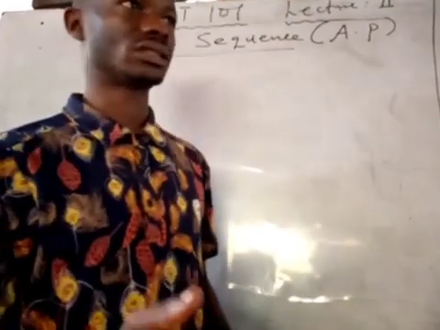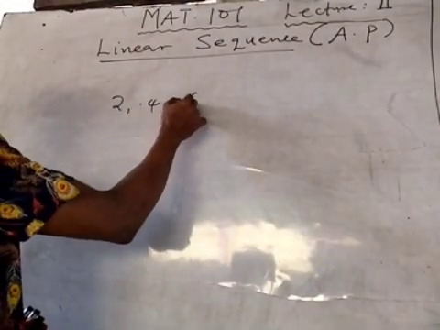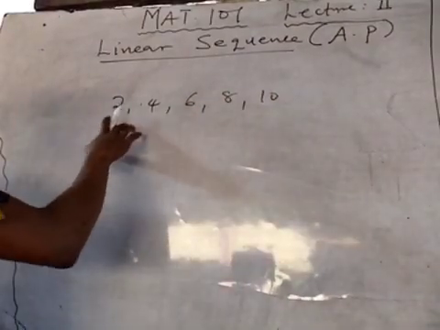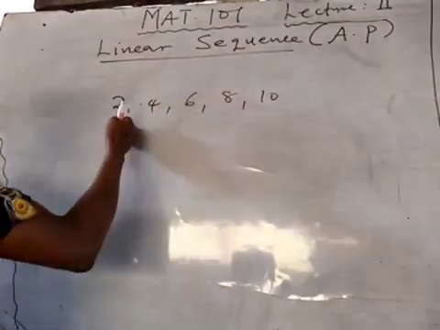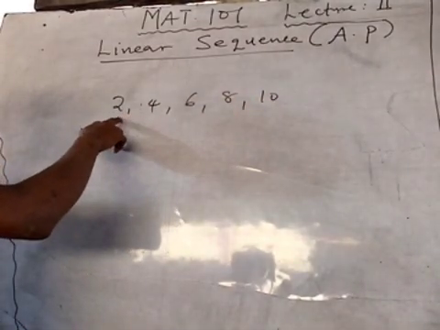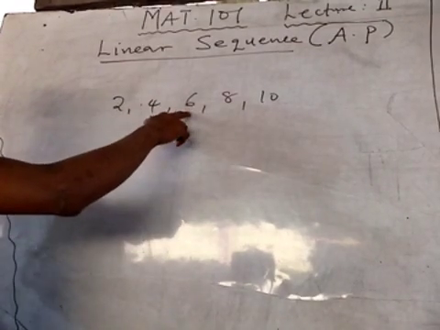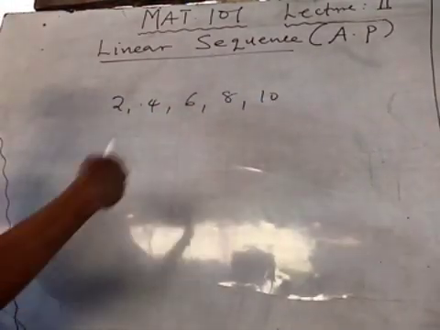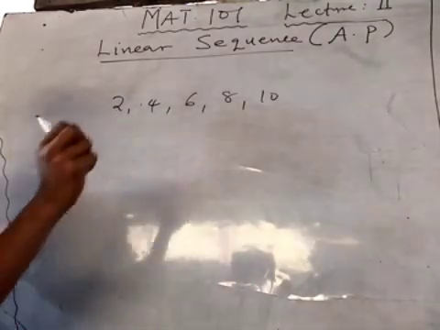When we talk about succession, if, for example, you look at the numbers 2, 4, 6, 8, 10, you can see that this is a succession of numbers in the sense that 4 succeeds 2, 6 succeeds 4, 8 succeeds 6, and so on. So what we are just having is a succession of numbers. So every sequence is a succession of numbers, but not only a succession of numbers.